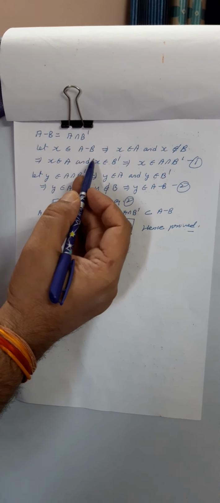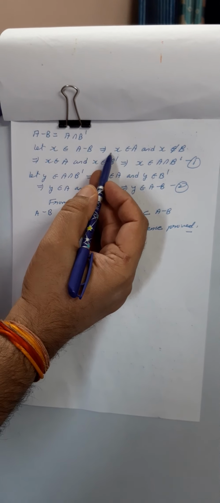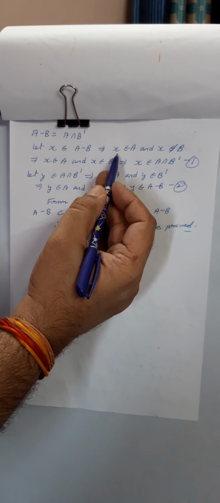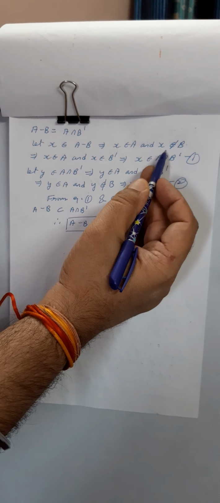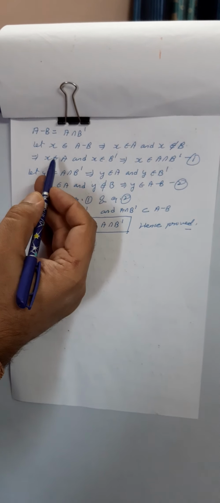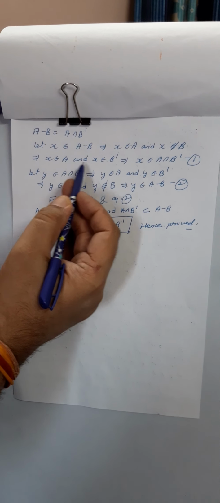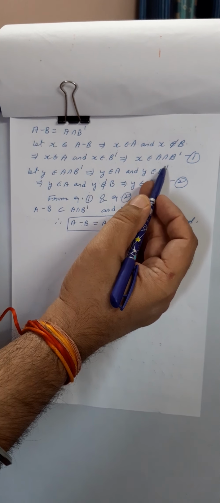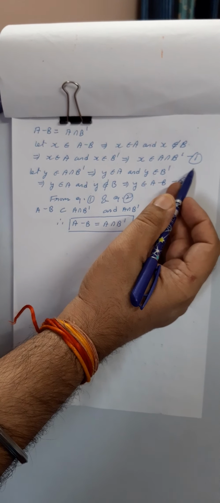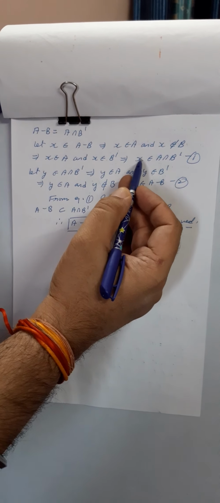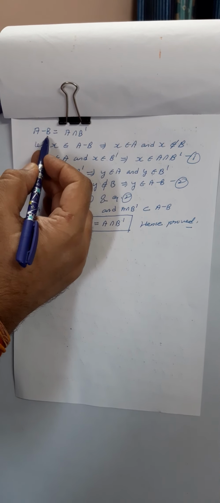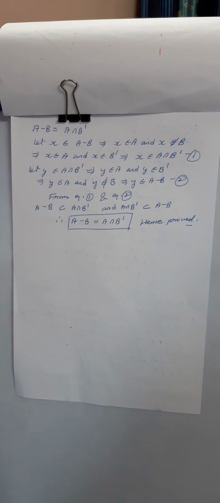So let x belong to A minus B. It implies x belongs to A, because when x is an element of A minus B, it is confirmed x is an element of A and x is not an element of B. So it implies x belongs to A and x belongs to B dash. It implies x belongs to A intersection B dash. Is that clear? When I am able to prove that x belongs to this, what I have indicated is that A minus B is a subset of A intersection B dash. That is the first step you can write.